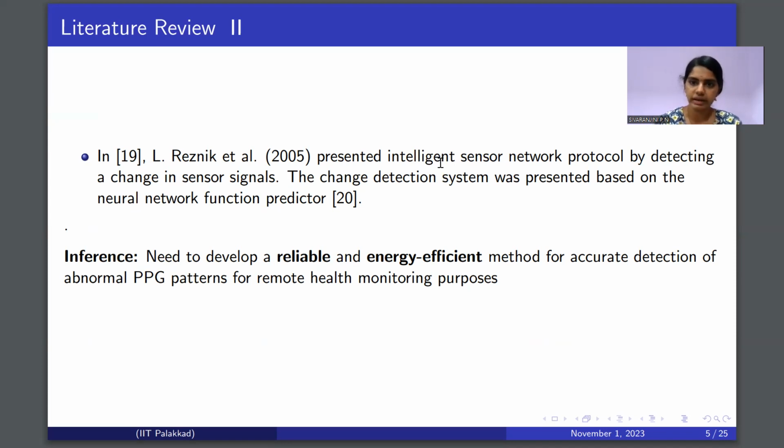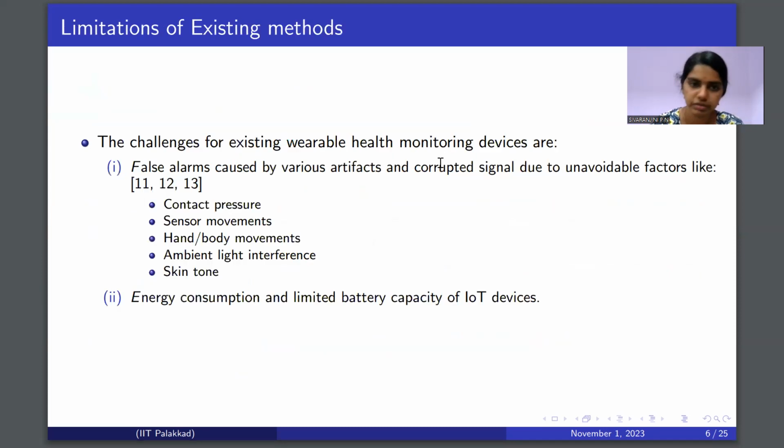From the rigorous literature review that we conducted, our inference was that there is a need to develop a reliable and energy efficient method for accurate detection of abnormal PPG patterns for remote health monitoring purposes. So the limitations of the existing methods include the false alarms due to various artifacts and corrupted signal due to unavoidable circumstances like contact pressure, sensor movements, hand or body movements, ambient light interference, skin tone, etc. And obviously the energy consumption, limited battery capacity of IoT devices.